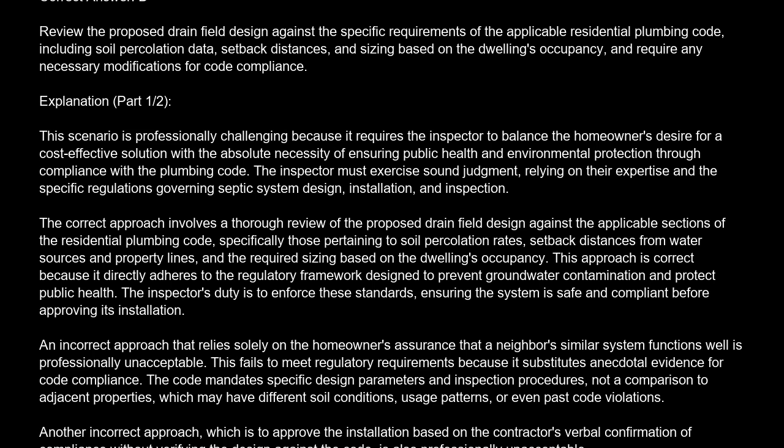An incorrect approach that relies solely on the homeowner's assurance that a neighbor's similar system functions well is professionally unacceptable. This fails to meet regulatory requirements because it substitutes anecdotal evidence for code compliance. The code mandates specific design parameters and inspection procedures, not a comparison to adjacent properties, which may have different soil conditions, usage patterns, or even past code violations.